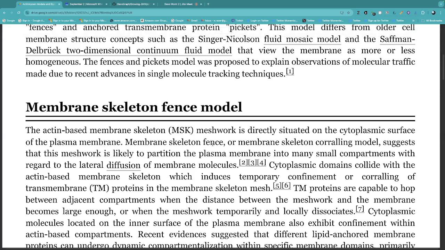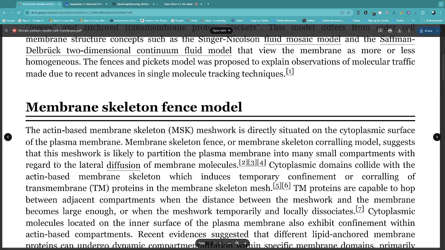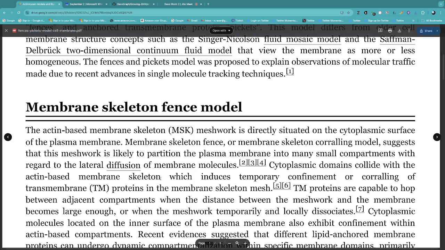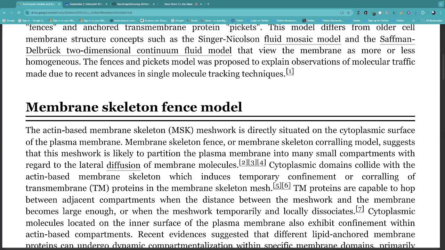The membrane skeleton fence, or membrane skeleton corralling model, suggests that this meshwork is likely to partition the plasma membrane into many small compartments with regard to the lateral diffusion of membrane molecules. So because of the function, it's becoming a heterogeneous network. And these membrane molecules, of course, diffuse along this network or along the structure. So the network isn't just this network topology. There are things embedded in the network topology, and there are also dynamics that are governing the relative heterogeneity of this system. Cytoplasmic domains collide with the actin-based membrane skeleton, which induces temporary confinement or corralling of transmembrane proteins in the membrane skeleton mesh.